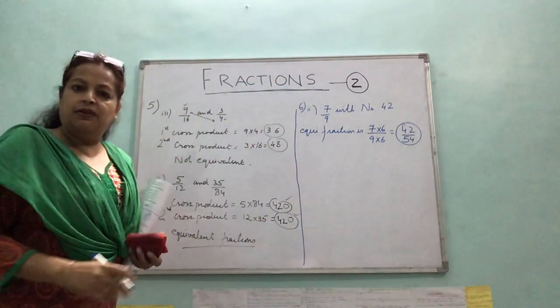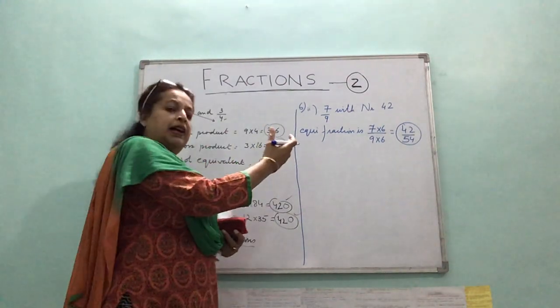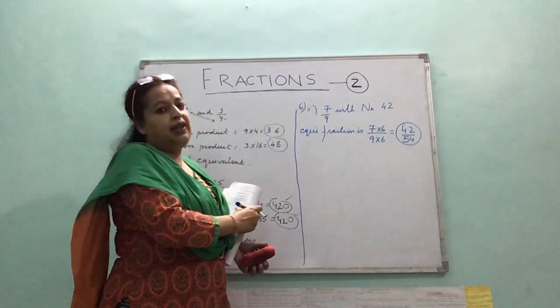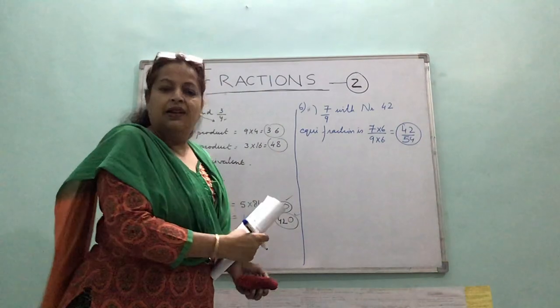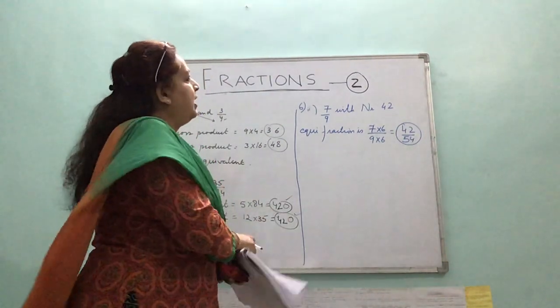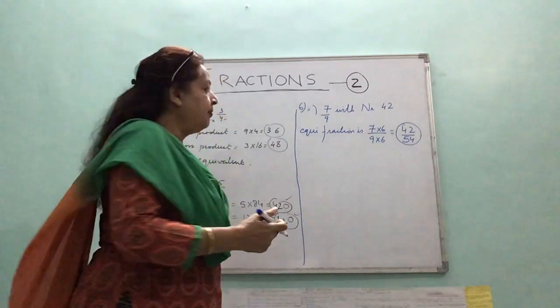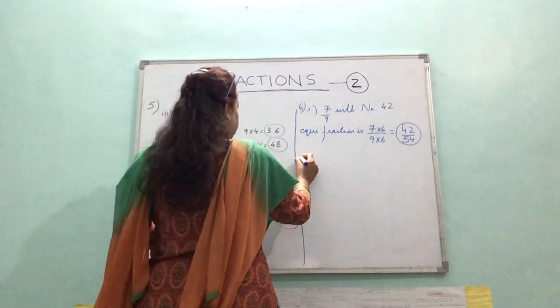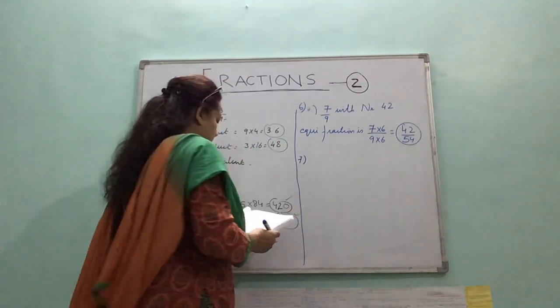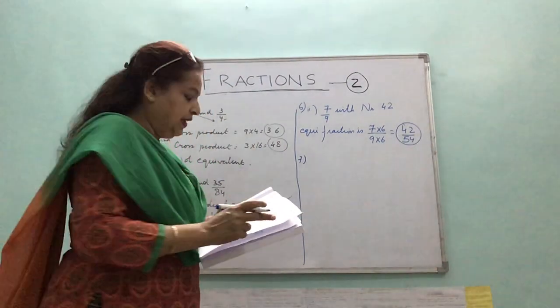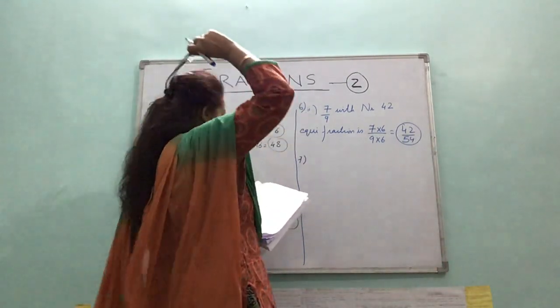Both numerator and denominator, if multiplied or divided by the same natural number, you will get the equivalent fraction. So in this case, we have to multiply numerator and denominator. Right? In question number 7, we have to again find an equivalent fraction, but the question is slightly different.